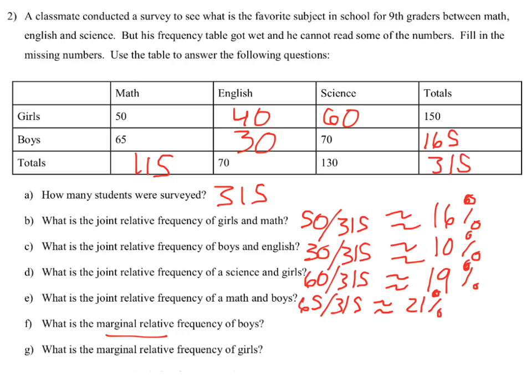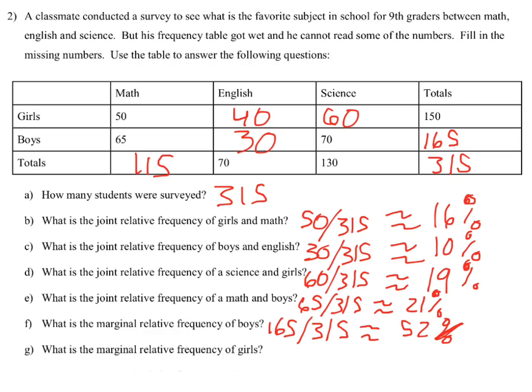And then the next ones are marginal relative frequencies. On these, you're going to be using these marginal values and dividing those by the grand total. So for the marginal frequency of boys, you get the total number of boys and divide by your grand total. That total number is 165. You have to divide by the 315 grand total. Let's see, 165 divided by 315 will give you 52%.